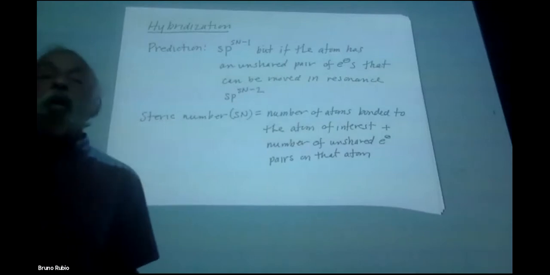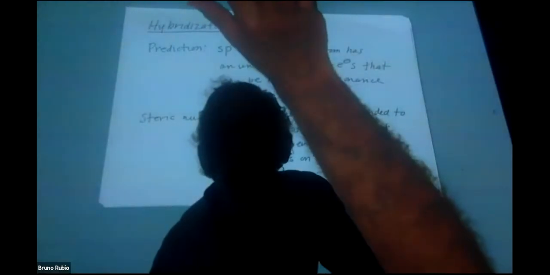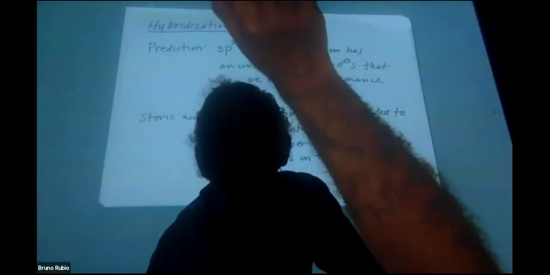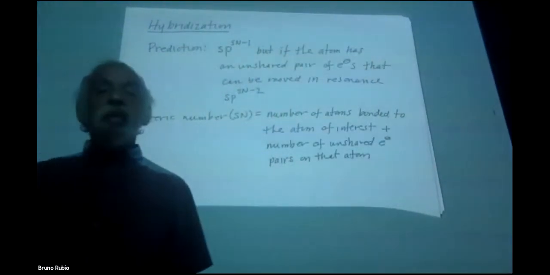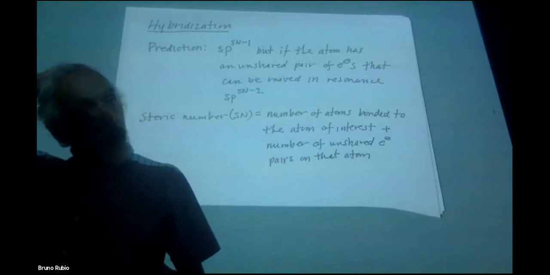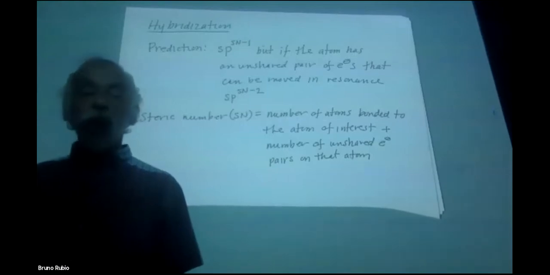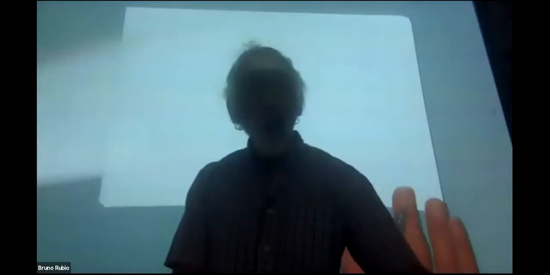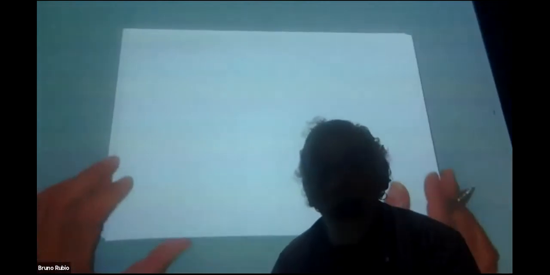Maybe when you talked about this in Gen Chem, maybe you had the term coordination number. And so steric number and coordination number, they're the same thing. Okay, so let's look at some examples where we're calculating the steric number and predicting the hybridization state of this, that, and the other atom.